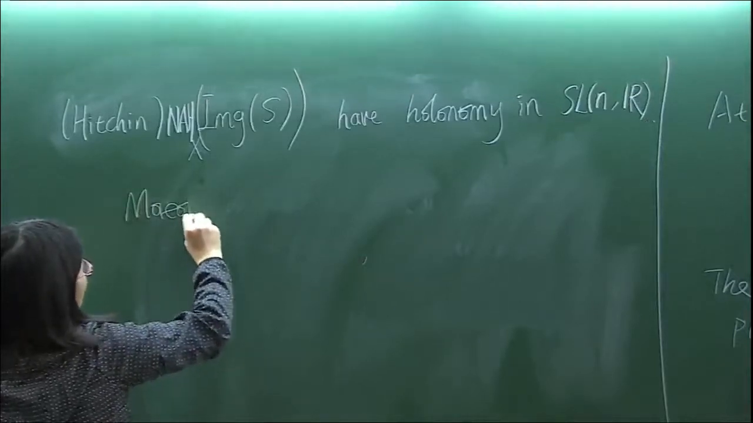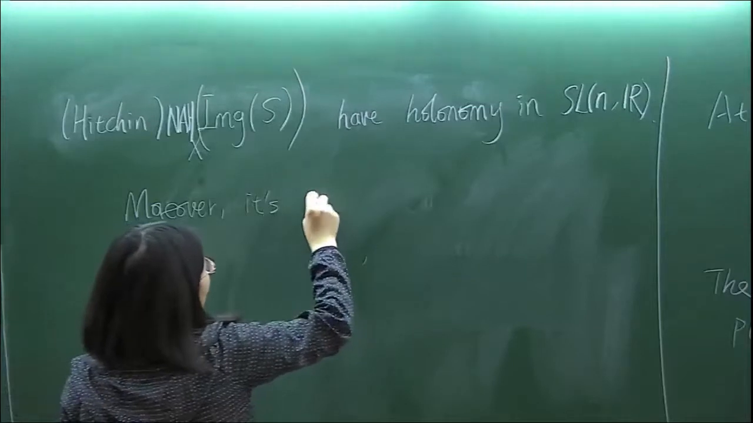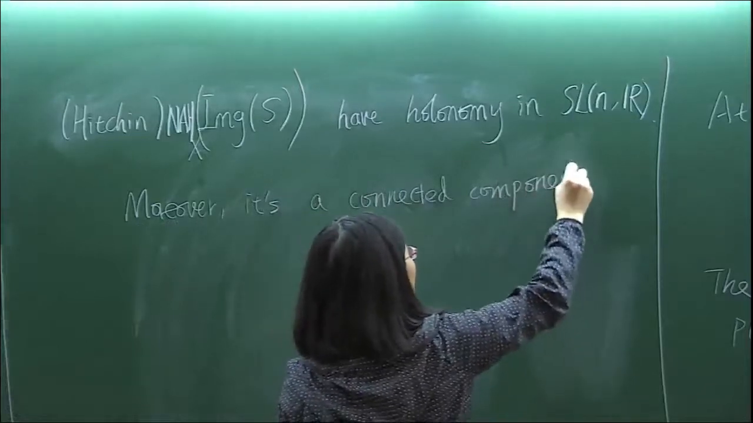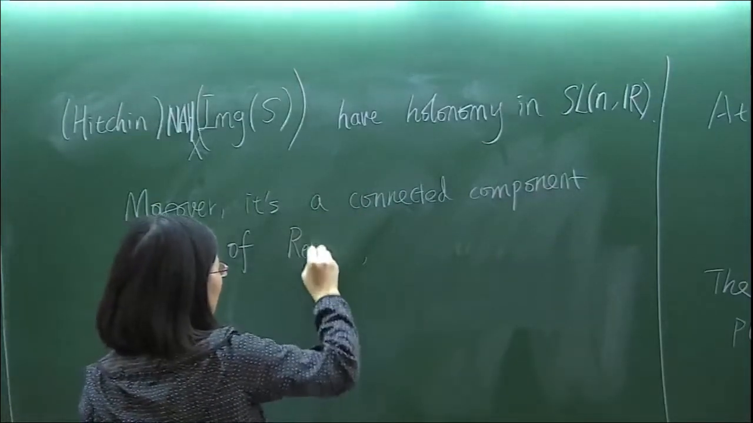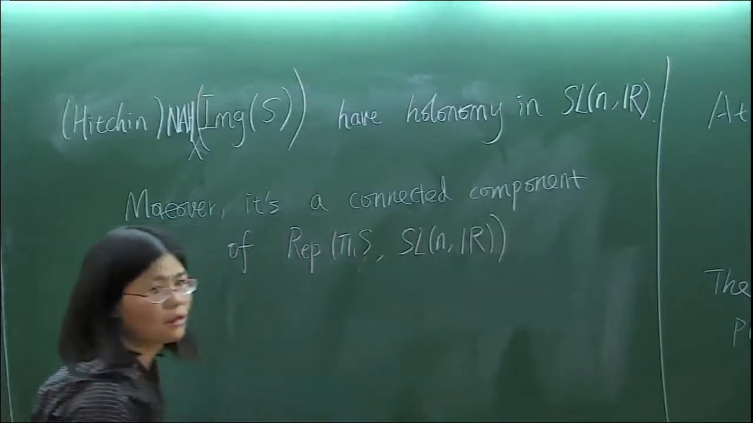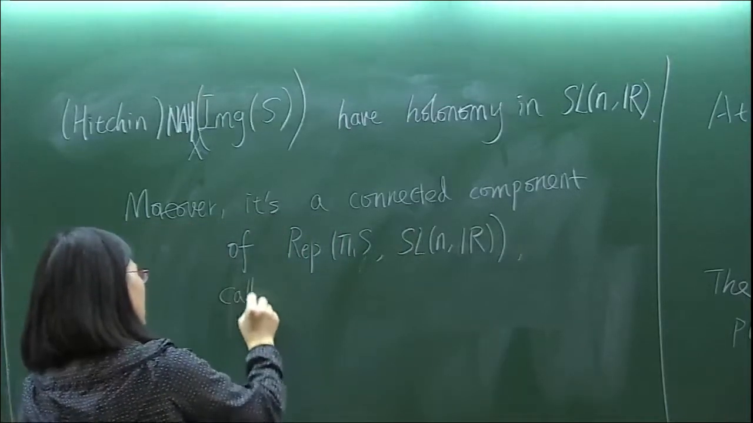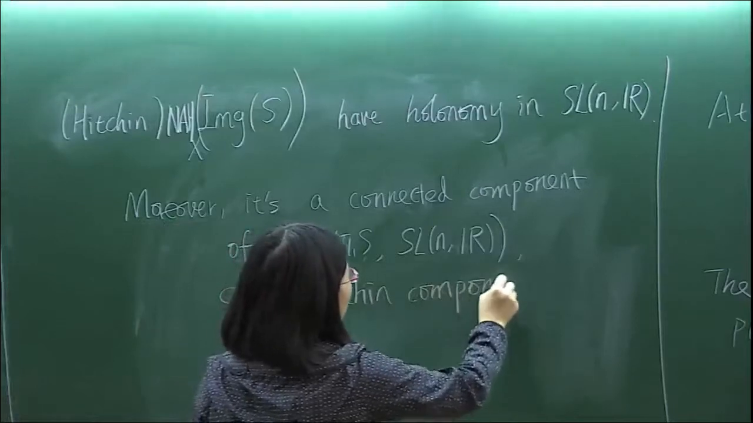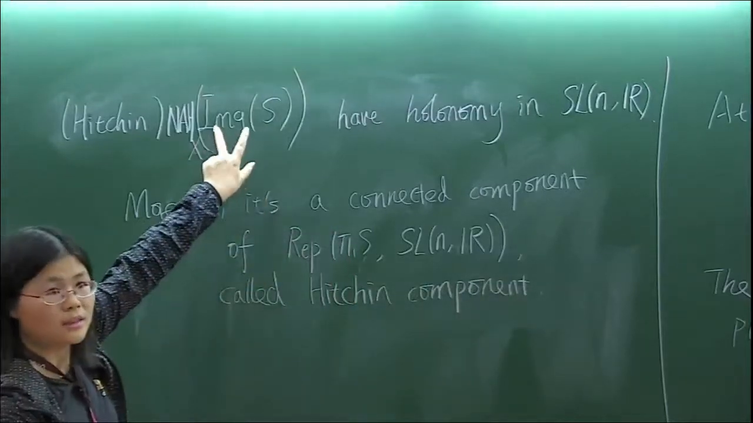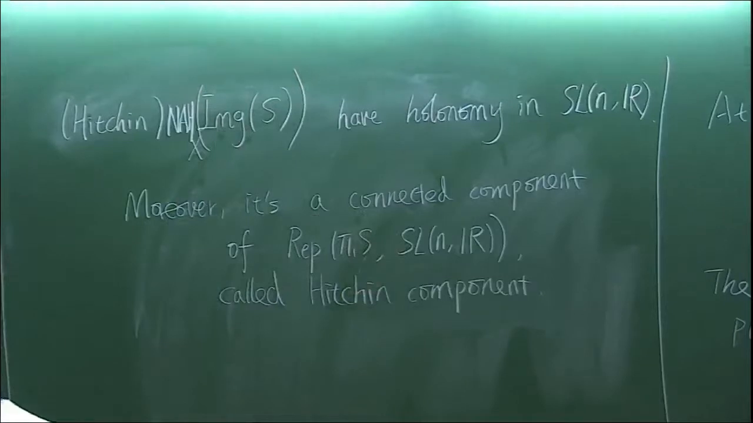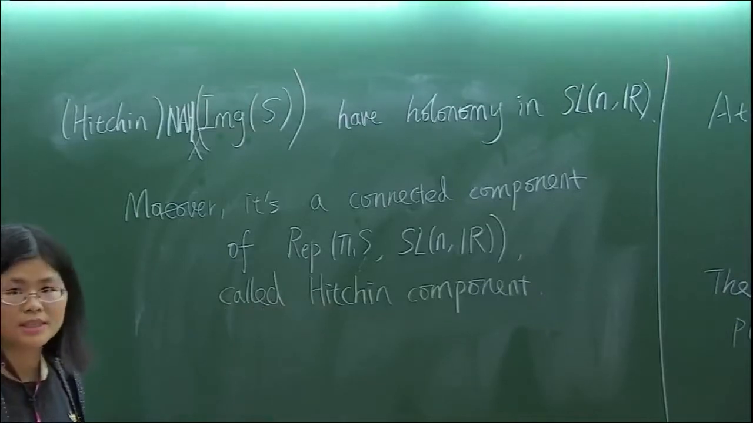Moreover, it's a connected component of the representation variety for SL(n,R), and we call it the Hitchin component. So we can use this Hitchin component to refer to Higgs bundles in the Hitchin section, or just to the representations in this representation variety. And elements inside this component are called Hitchin representations.